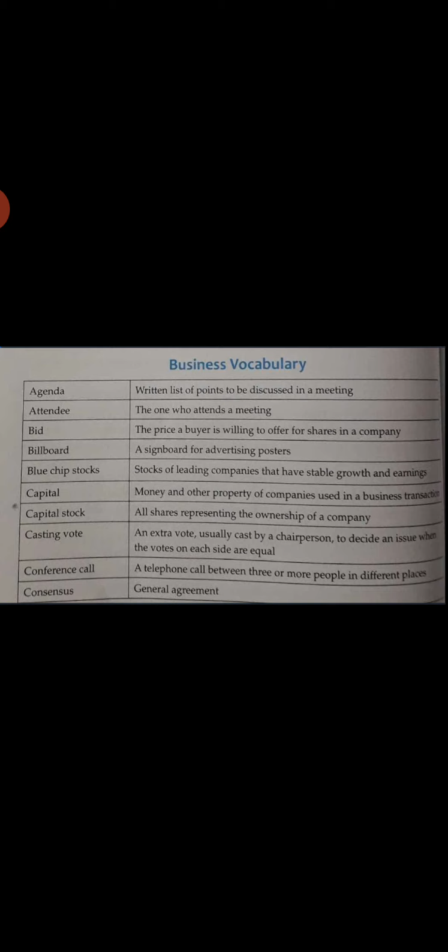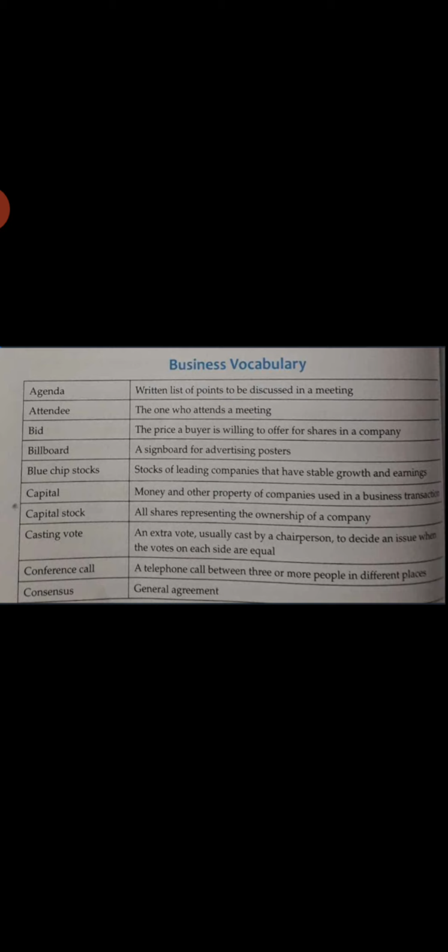Then the next one is capital. Capital means money and other property of companies used in a business transaction. Any business needs capital. Without capital, they cannot start a business. So, capital is nothing but money or other property of companies which are used in business transactions.